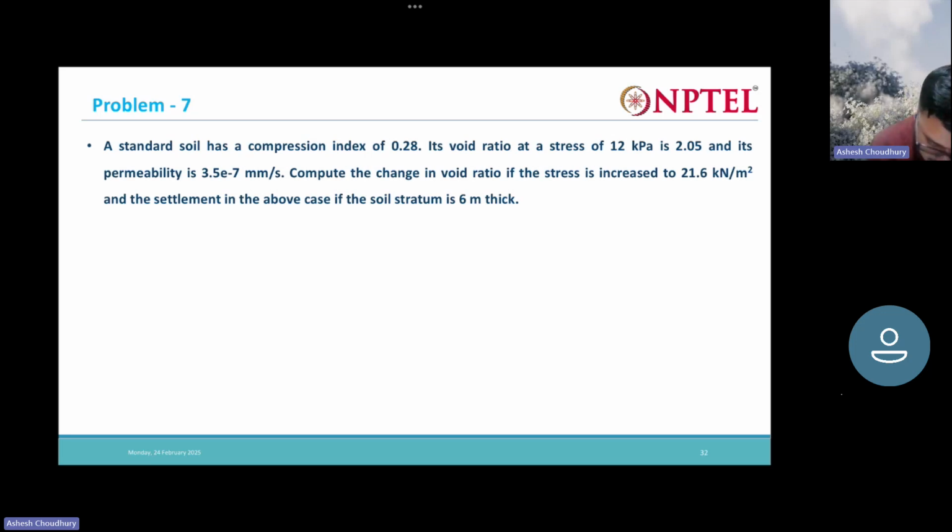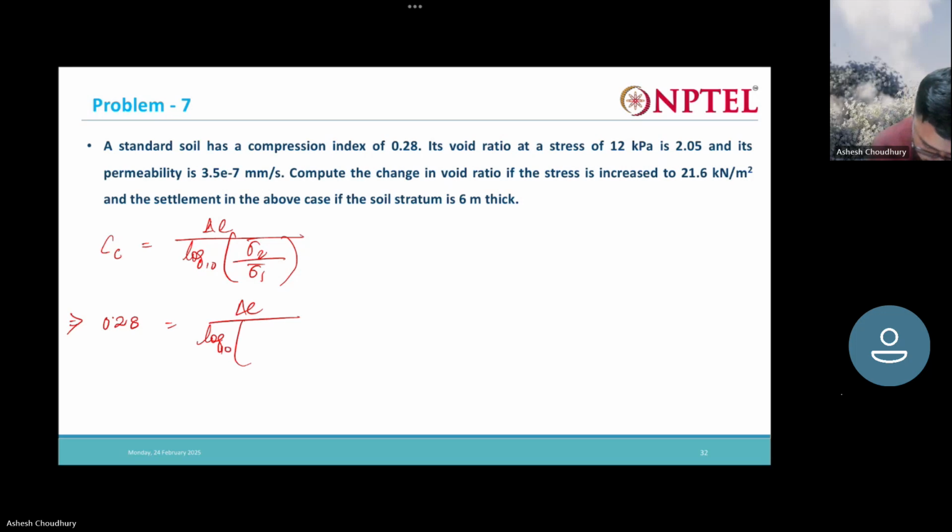So let us use the compression index. The compression index is delta e by log of sigma 2 by sigma 1. We have 0.28, it's given. It will come out as 0.07. e2 is e1 minus delta e.